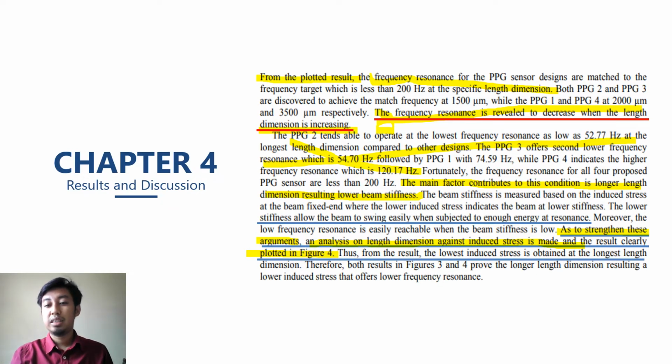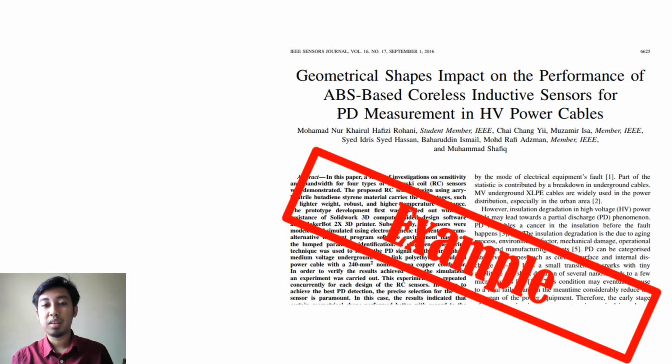So I think you should read this slide carefully, and you can compare with your analysis how you want to present your result. For the next example, you can find this one in the activity explore. Geometrical shear impact on the performance of ABS-based coreless inductive sensor for PD measurement in high voltage power cable. This is my paper with the IEEE Sensors Journal, an impact factor journal.